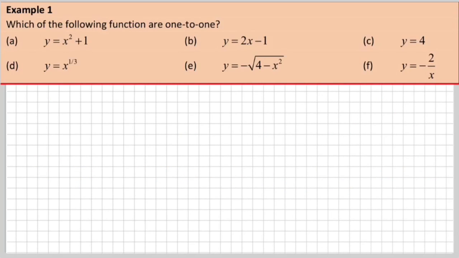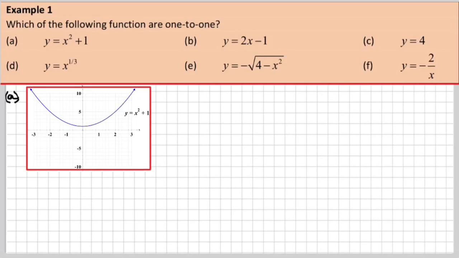Yeah. Let's have a look at this. Which of the following functions are 1 to 1? Let's have a look. This one first. Let's go for it. We've got y is x squared plus 1. There's a sketch of that graph. Now, you tell me, is that a 1 to 1? No, I heard you say. Good. It's a many to 1. Okay, it's a function, but it's a many to 1, and therefore that's not one of the ones we're looking for. Let's do part B.